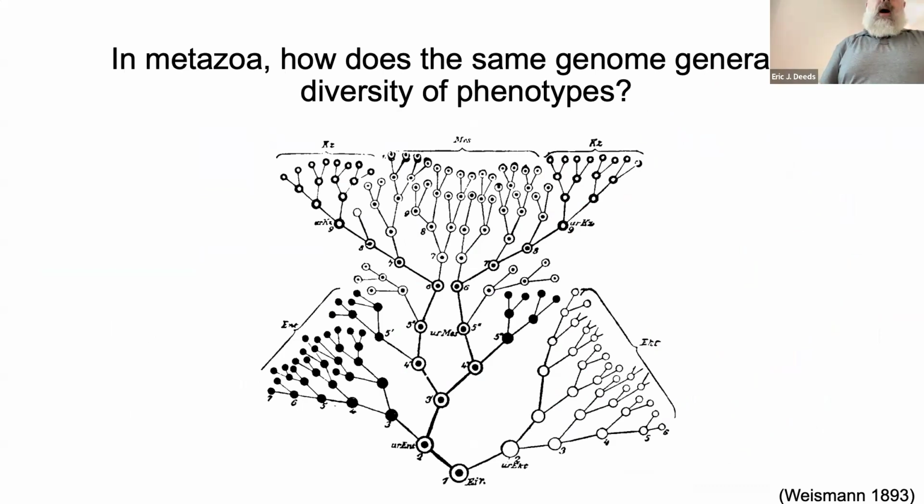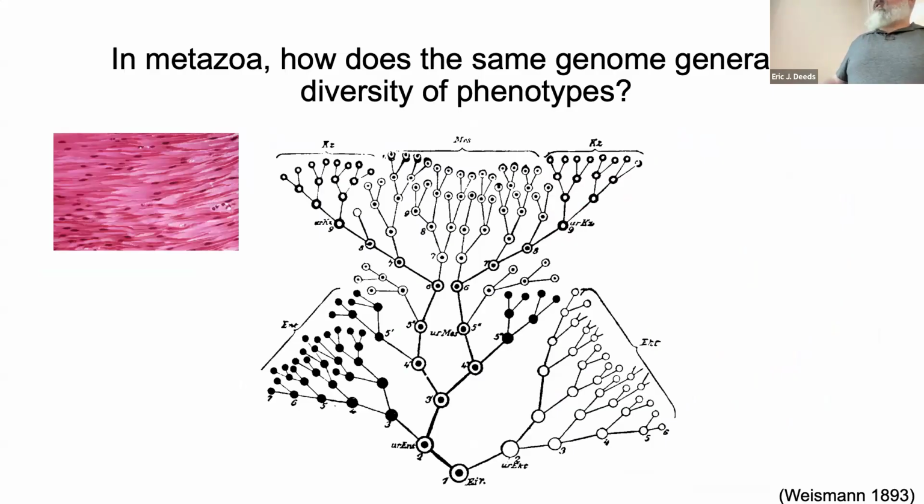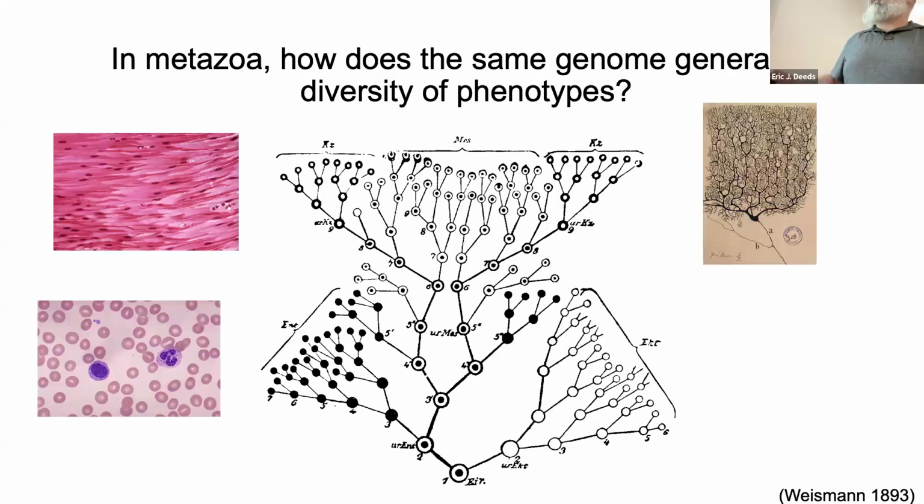a zygote. So the cool thing is that we all start out as a single cell, no matter what kind of metazoan you are, a human, mouse, hydra, whatever. You start out as a fertilized zygote, but then through the process of development, you give rise to things like muscle cells or neurons or these neutrophils here, and monocytes.